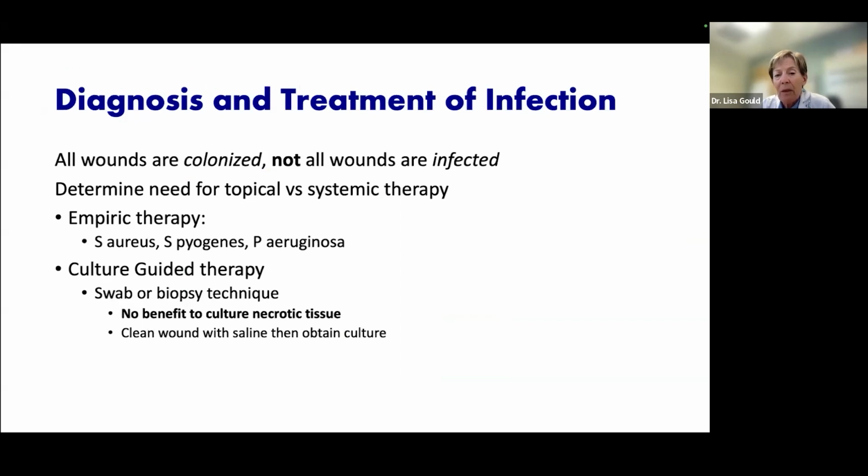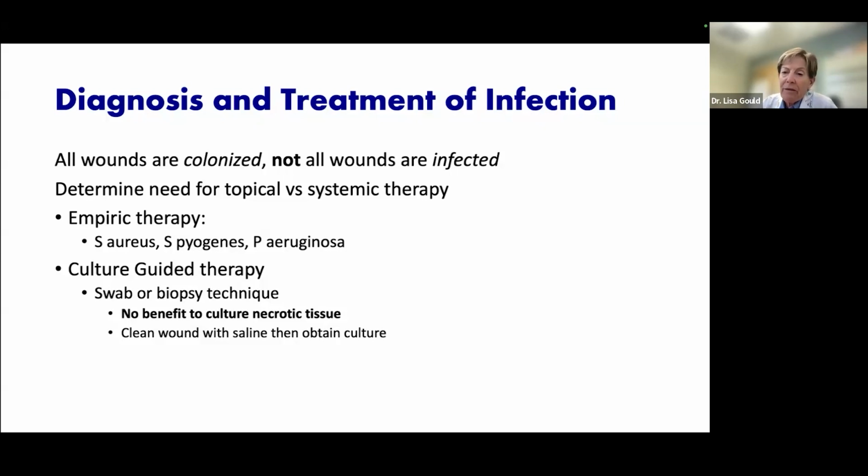If they're getting systemic therapy and you don't have a wound culture, say it's just cellulitis and not an open wound, you have to figure out an empiric therapy while you're waiting for your cultures. You would treat the usual suspects: Staph aureus, Strep pyogenes, and Pseudomonas. And then in the meantime, ideally, we have culture-guided therapy. So a swab or a biopsy. Very few people are able to do biopsies because you're creating a wound. So you're going to swab.